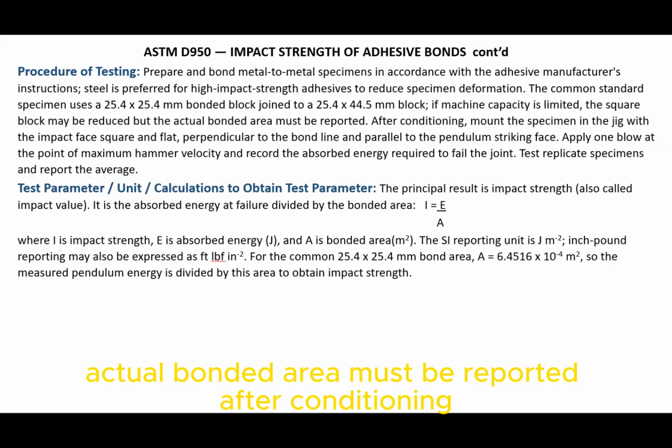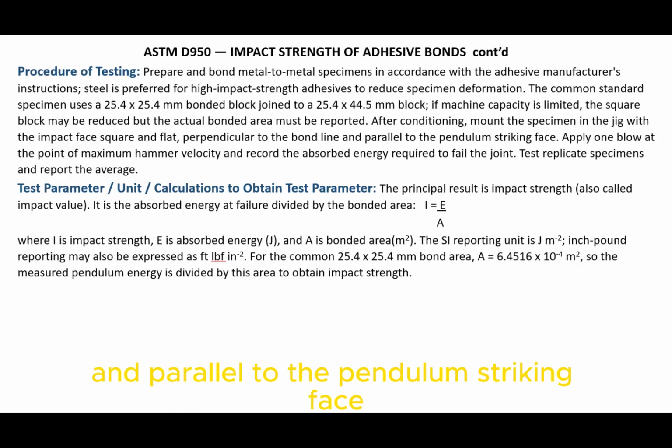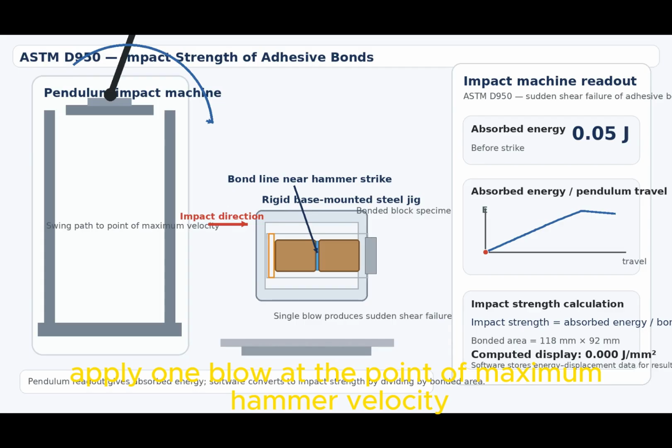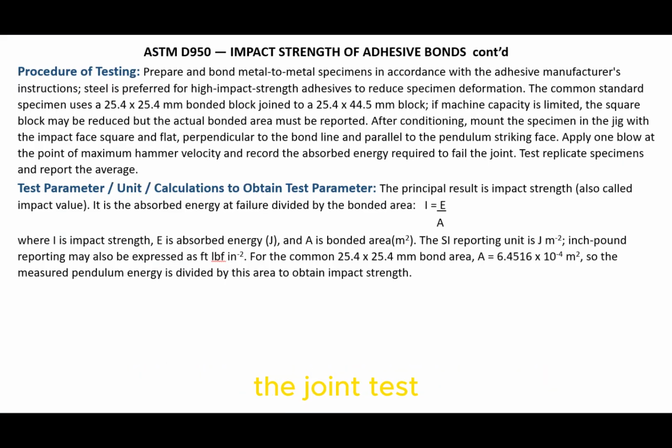After conditioning, mount the specimen in the jig with the impact face square and flat, perpendicular to the bond line and parallel to the pendulum striking face. Apply one blow at the point of maximum hammer velocity and record the absorbed energy required to fail the joint. Test replicate specimens and report the average.